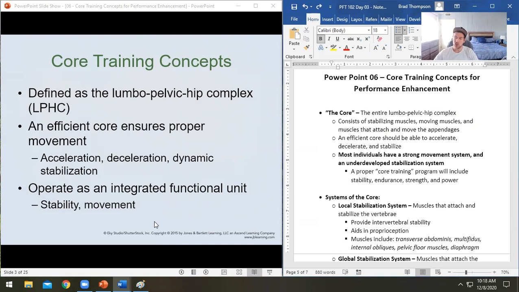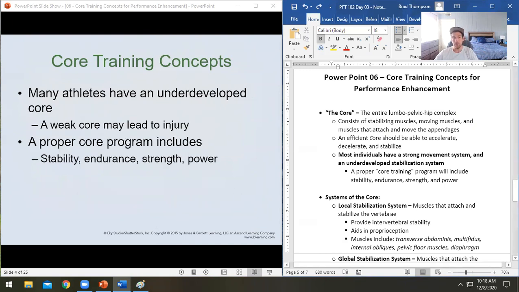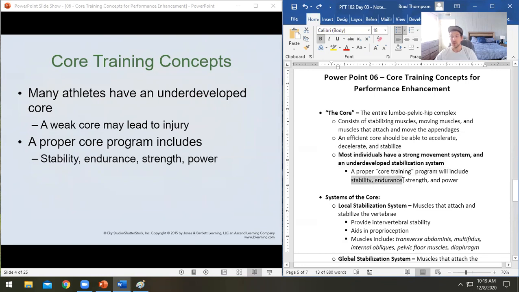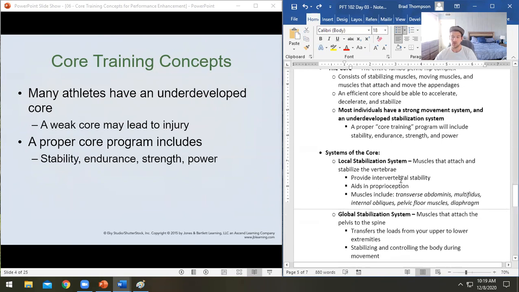The problem that we generally see is that most people have a really strong movement system. They're really good at moving their spine, and they're not so good at stabilizing their spine. This is a problem that I have. I really struggle with this because I focus a lot on the big flashy mover exercises and don't focus enough on stabilization sometimes. A proper core training program should focus on stabilization, so stability, endurance, and then obviously strength and power as well.